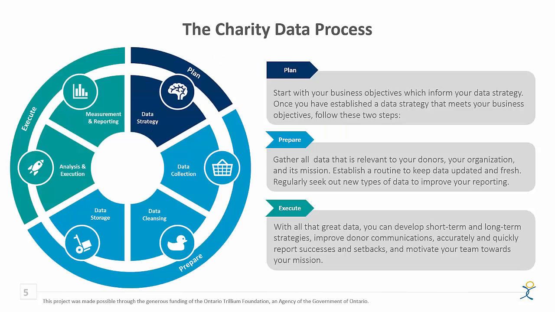So what we're going to show you today is a way to think about data at your organization. Again, this is our suggestion of how to think about your data process. The framework we will go through looks at your data process in three stages. First, there's the planning of your data strategy. Your overall business objective should inform your data strategy. Once you've done this, you can follow up with the next step.